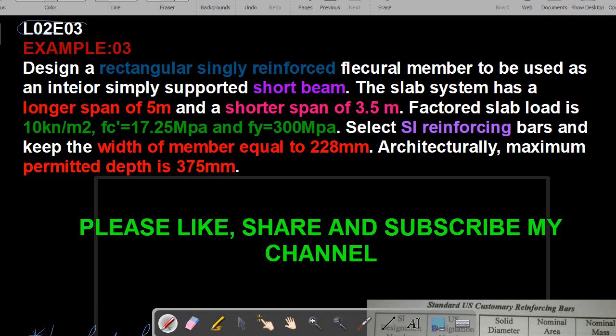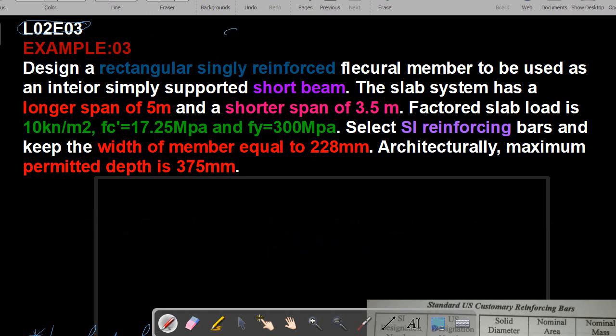So this is all about example 03 and we will cover this example in SI units. This example is interesting because we will cover this in the units of MPa, which has different formulas as compared to the US customary unit system.